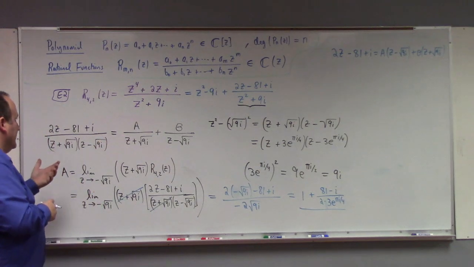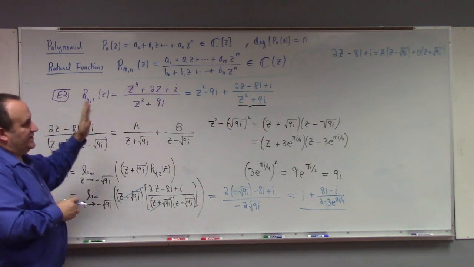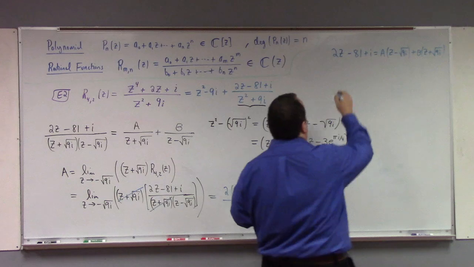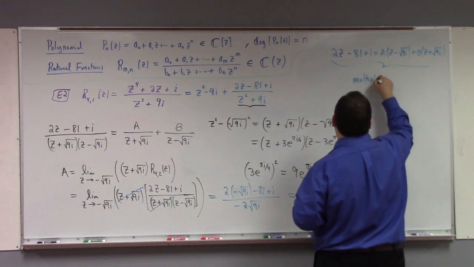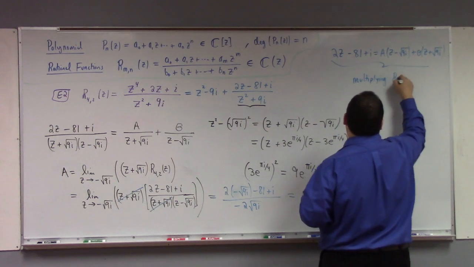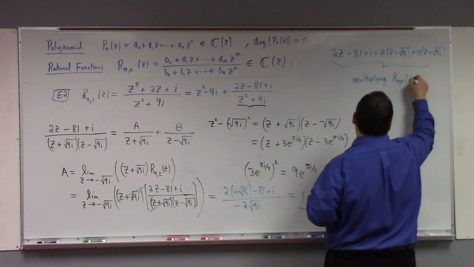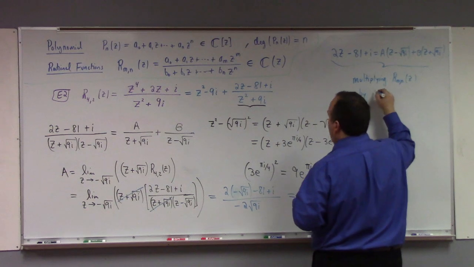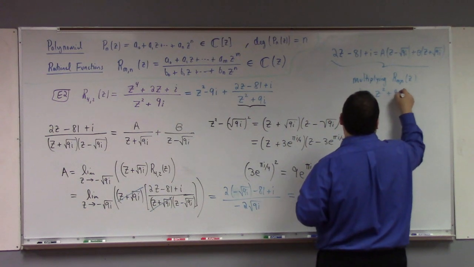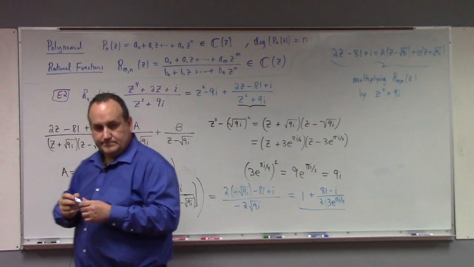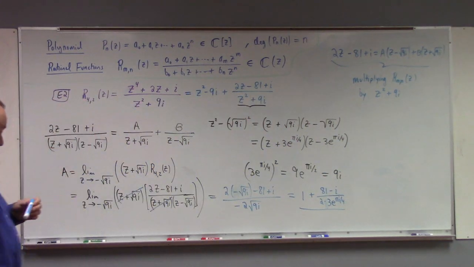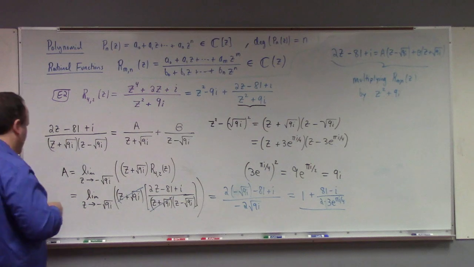it comes from taking the limit. Essentially this stems from multiplying R_mn of z by the denominator. Okay. Yeah. So can we still match coefficients? Yeah, that's essentially what this is saying.